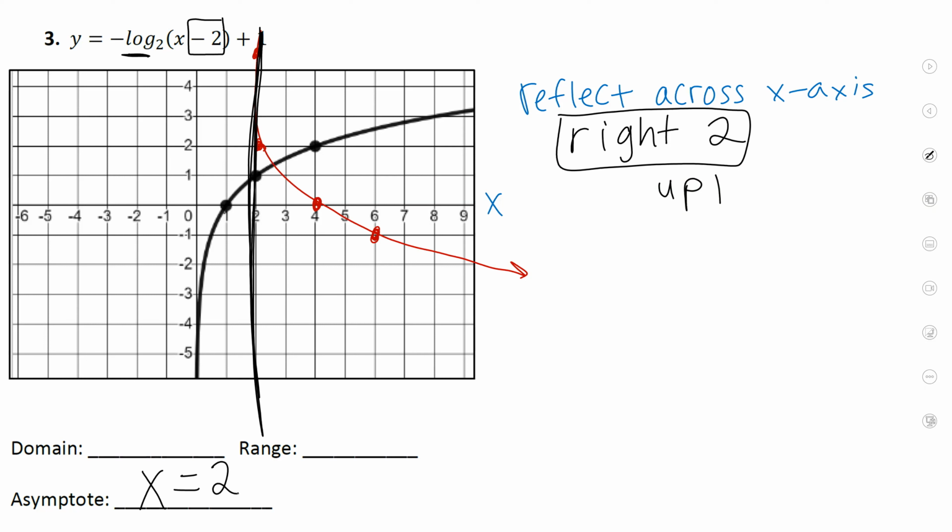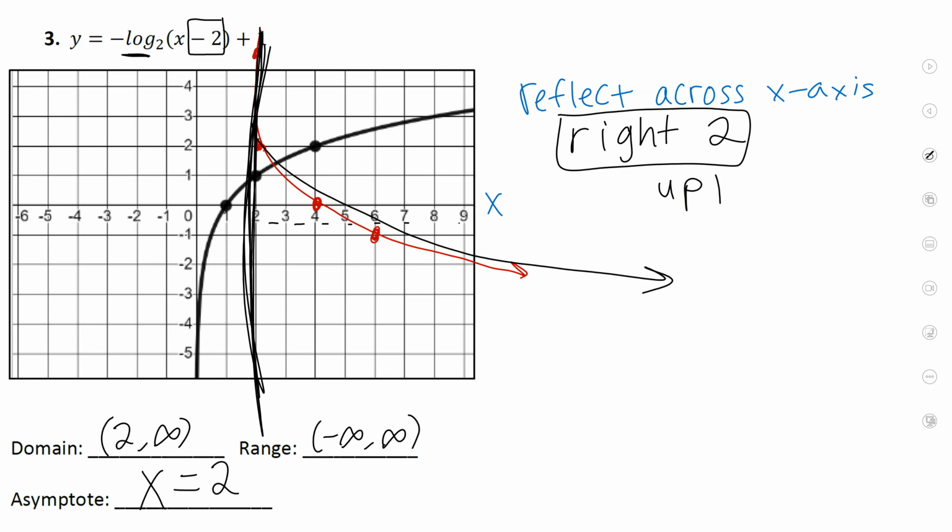Okay, let's look at the range. The range is always the same. It's just all real numbers. Negative infinity to infinity. That does not change for logs. Now let's look at the domain. It'll always be this number to infinity. Because look at your graph. It starts at 2 and then it moves to the right. It's going to all of these positive x values. And it's just getting bigger and bigger as it goes to the right. So that's 2 to infinity.